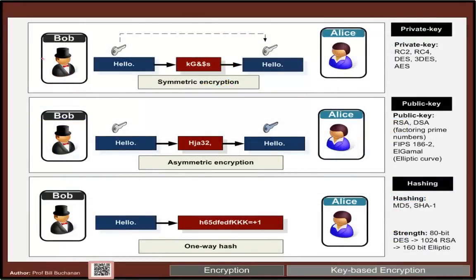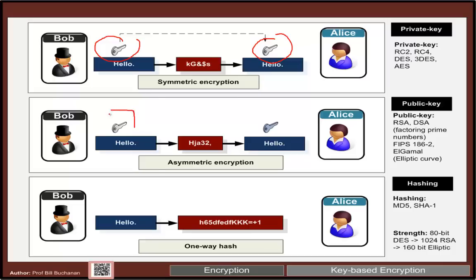And the main methods that we have for encryption, the first being symmetric encryption. We use the same key to encrypt as to decrypt. So it's a bit like a padlock. We lock the padlock with one key and then we open it with the same key.